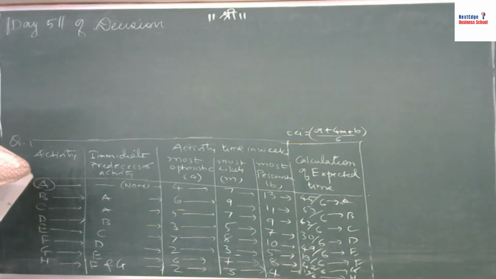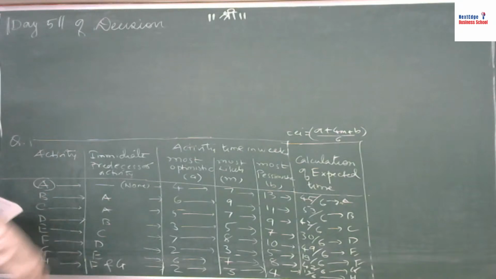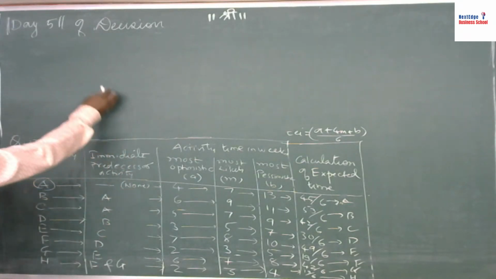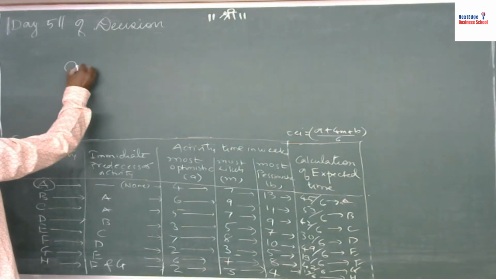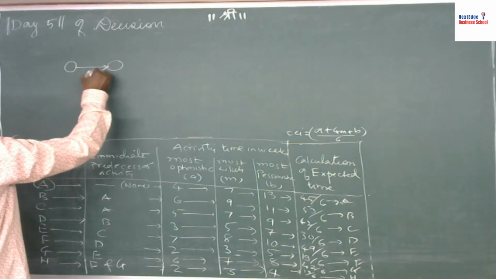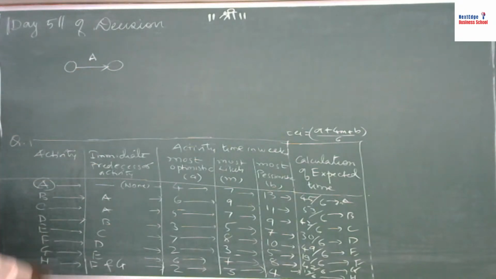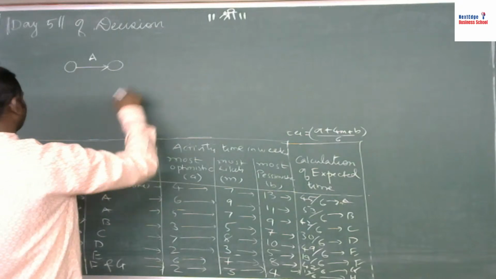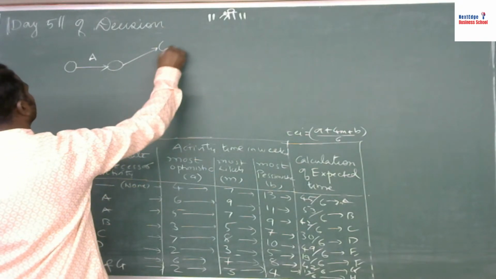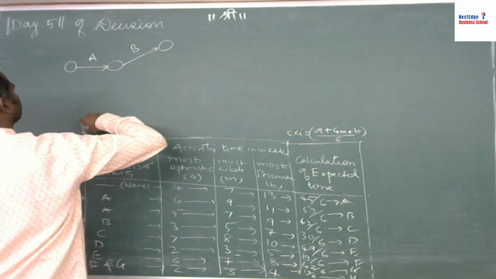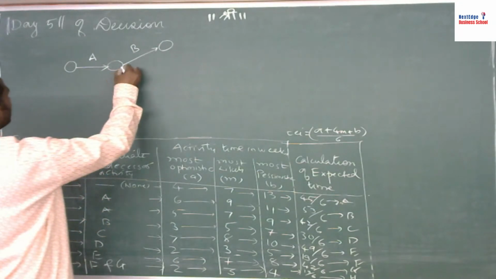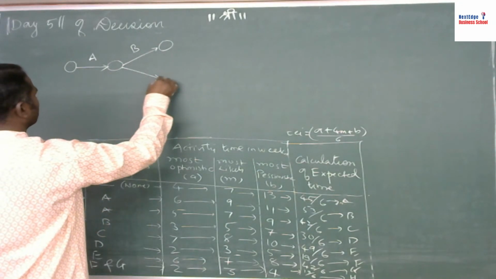So we can draw it like this. Activity A we are drawing. For activity A there is no predecessor activity, so activity A looks like this. Activity B's predecessor is activity A, so we can straight away draw it like this. Activity B, right? Activity C, again the predecessor is activity A, so it should look like this.